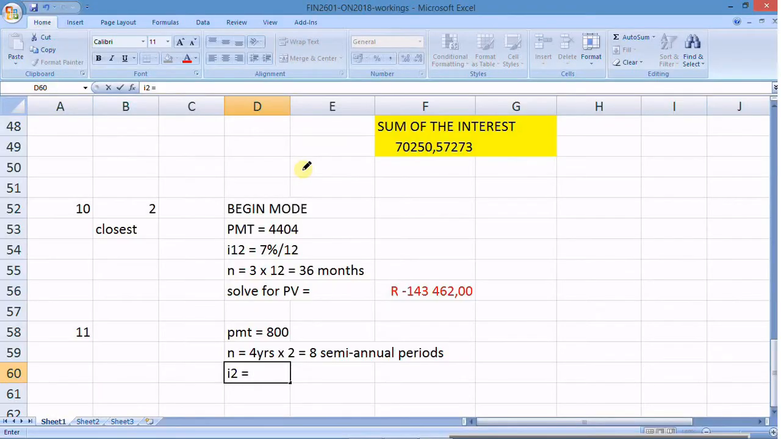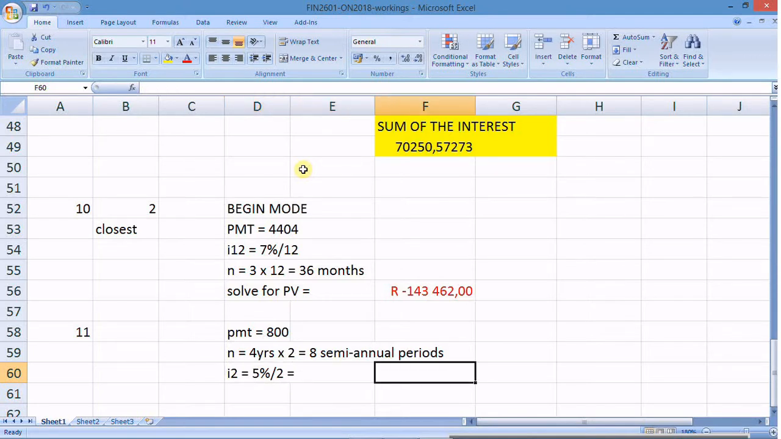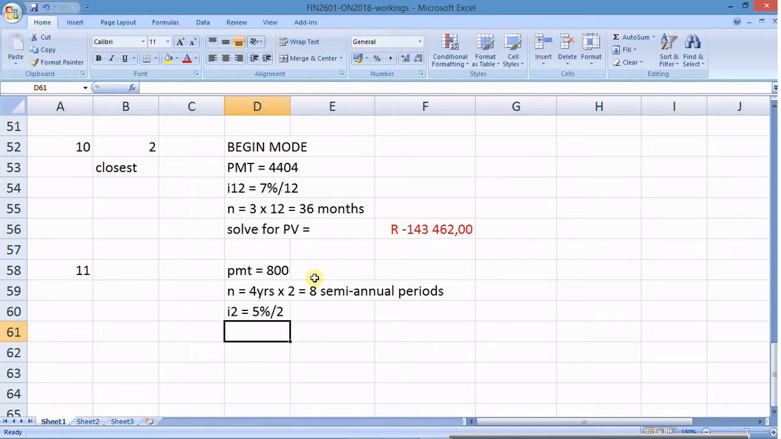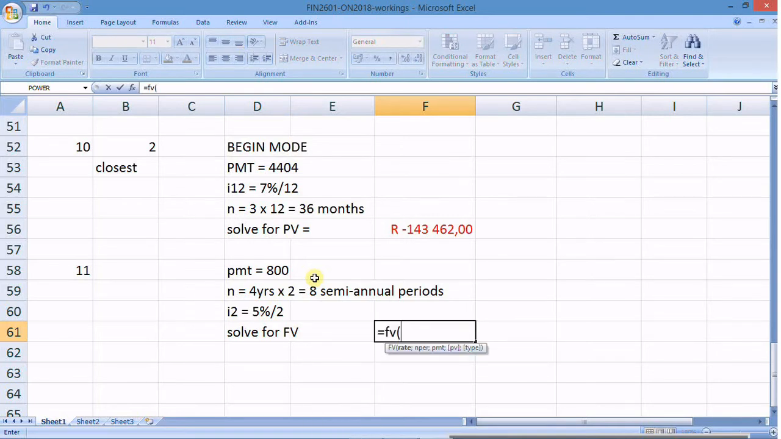Okay, so 5% divided by 2. So yeah, 2.5. I won't write that in. We can work it out when we do the working on the calculator. That's it, eh? Solve for future value. So, great. Right, so let me just write that down. Solve for FV. Okay, so future value brackets.